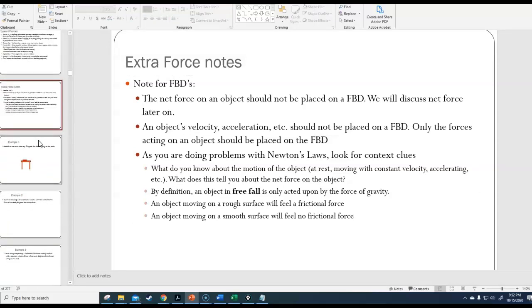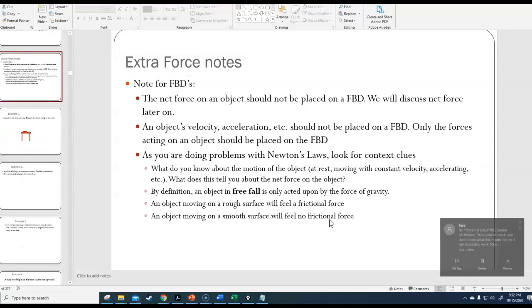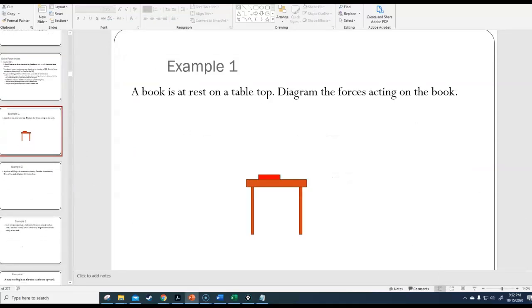So with that being said, let's get into it and look at some examples of free body diagrams. Example 1 says a book is at rest on a tabletop, diagram the forces acting on the book.